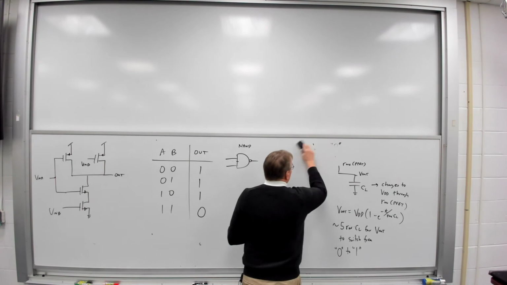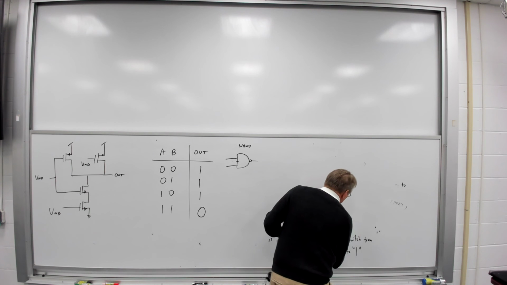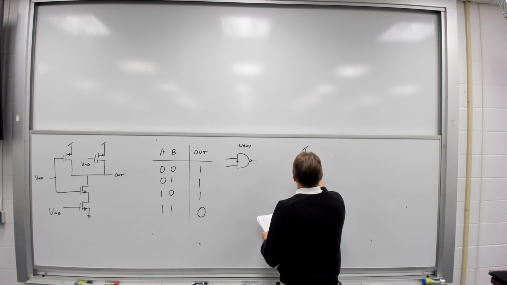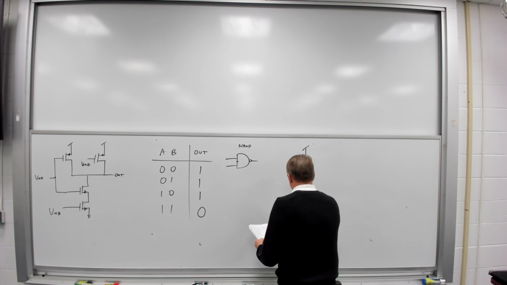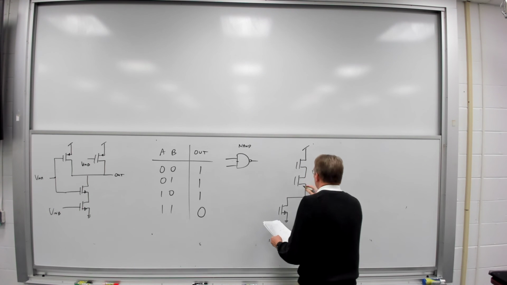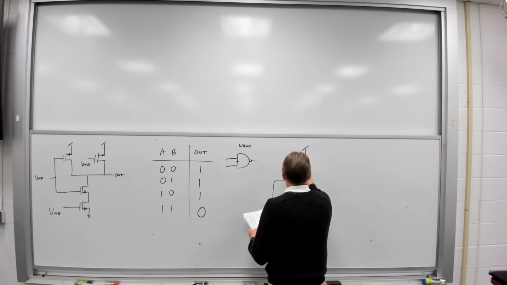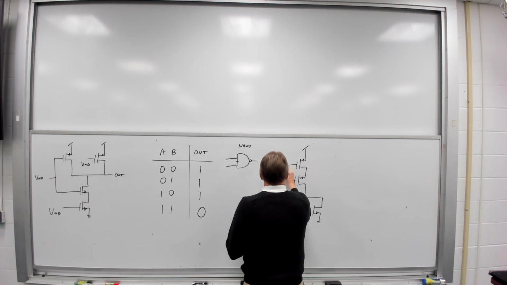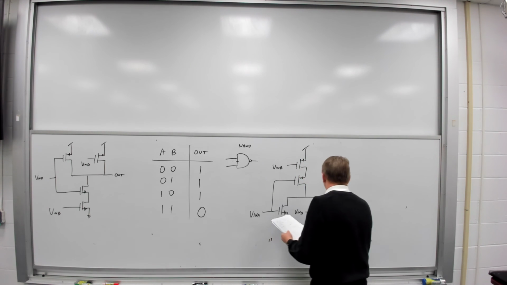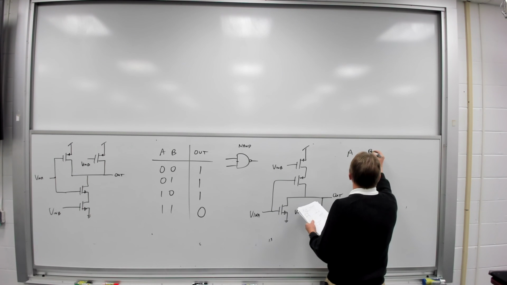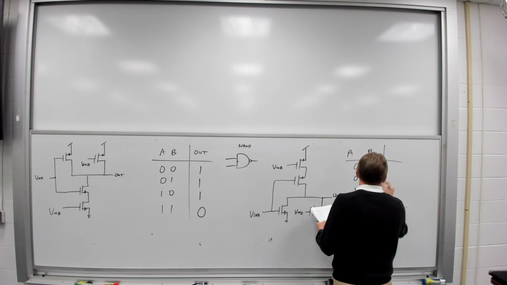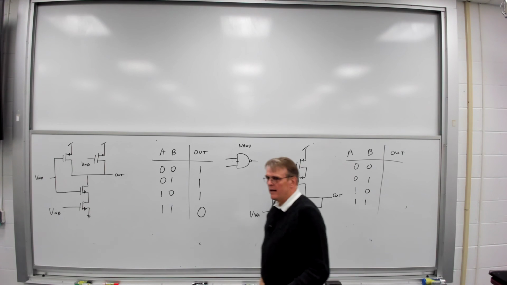What if I drew this? What if I did this circuit? And I kind of flip the topology around. And I did, once again, the same truth table, 0, 0, 0, 1, 1, 0, 1, 1, versus out. What do I get now?